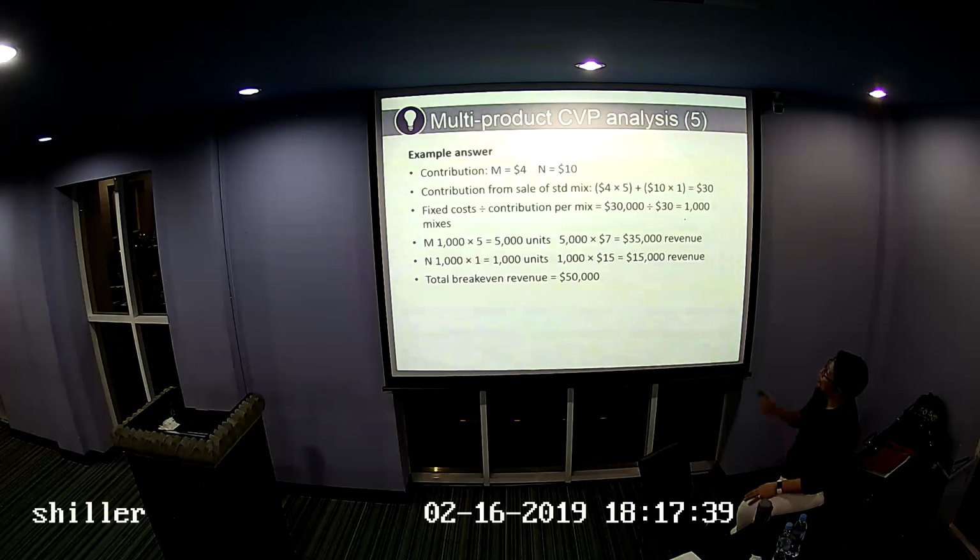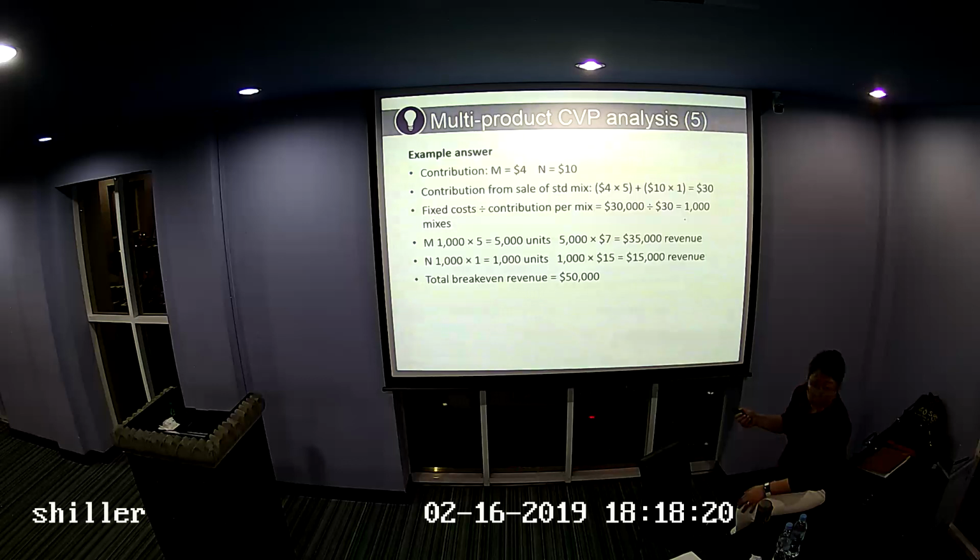Good. Now, what happens? What is 1,000 mixes? Break even in number of what? Mixes. So mix means 1,000 combination of M and N. Yes? So, which means how many M and how many N? What should I do? 1,000. You remember what is 5 and 1? The mix, correct? 5 of M and 1 of N. And so which means they need to sell 5,000 of M and 1,000 of N to break even.